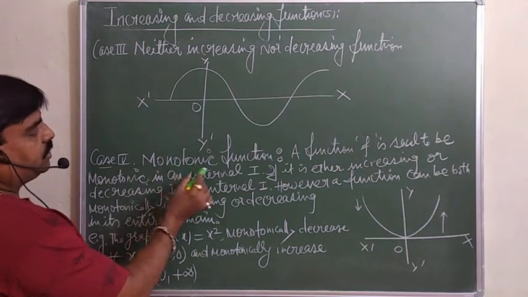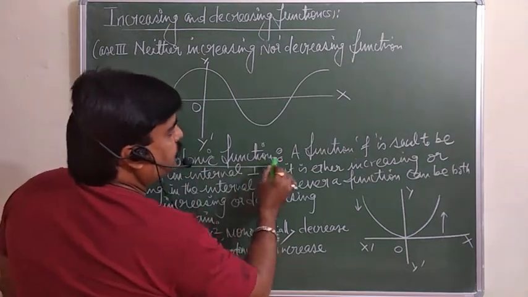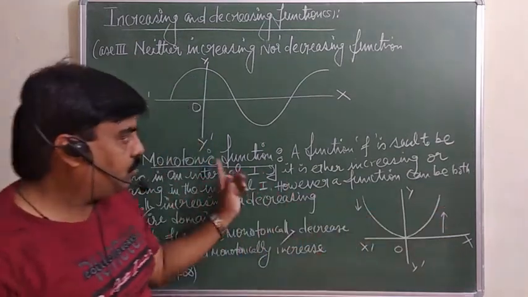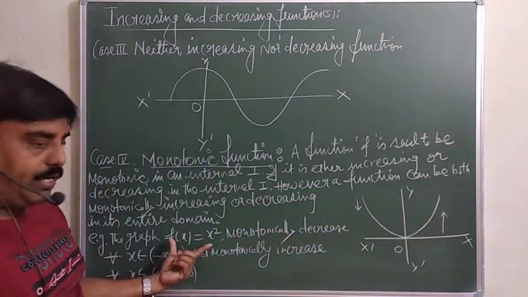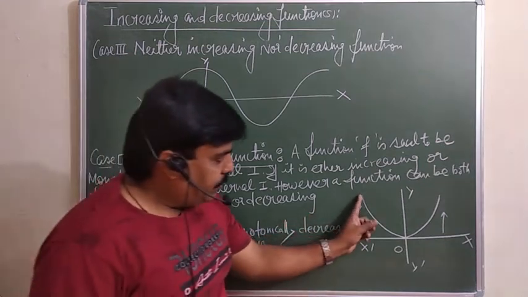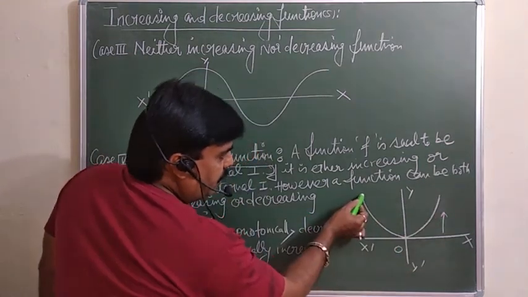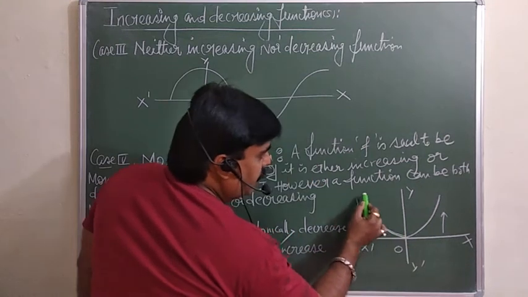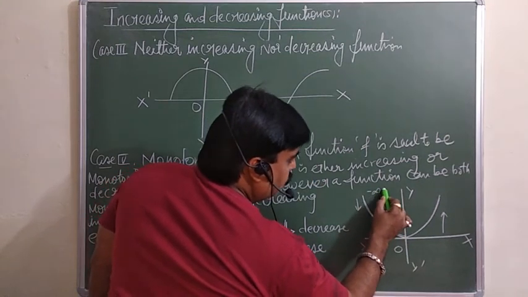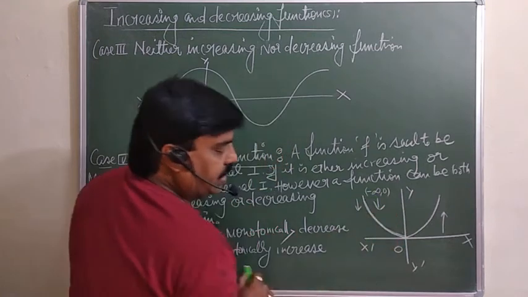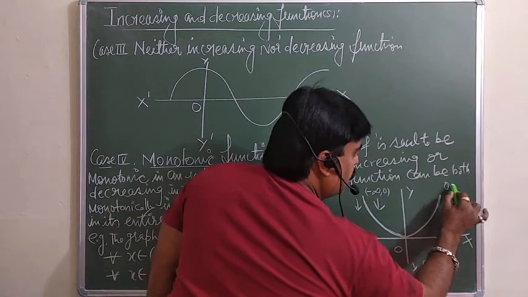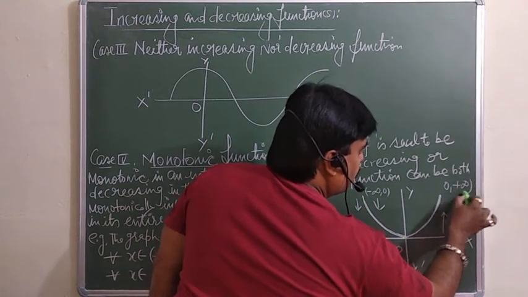Case 4 is monotonic functions. When is a function monotonic? Let us understand with an example. Suppose f(x) is equal to x squared, and if we draw the graph here, you will see the graph is decreasing when coming from minus infinity to 0. From 0 to plus infinity, it is increasing.